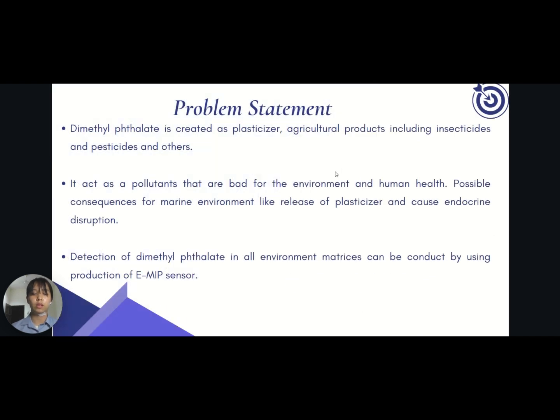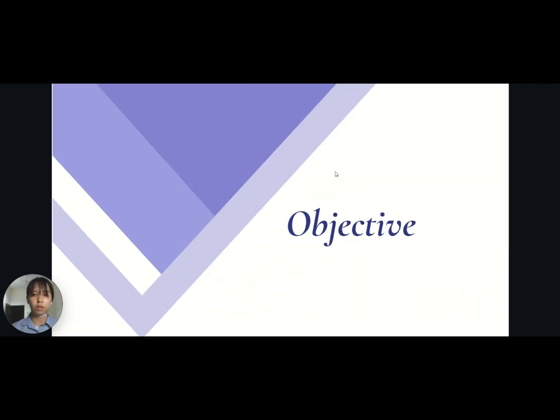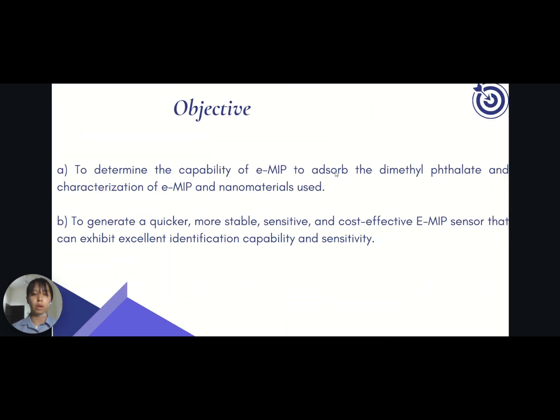Problem statement: the detection of DMP in all environment matrices can be conducted by using the EMIP sensor. The EMIP sensor can easily go everywhere in all environment matrices because it can detect, like, soil, sediment, like that. Objective: the first objective is to determine the capability of EMIP to absorb the DMP and characterization of EMIP and other material used to generate a quicker, more stable, sensitive, and cost-effective sensor that can exhibit excellent identification capability and sensitivity.